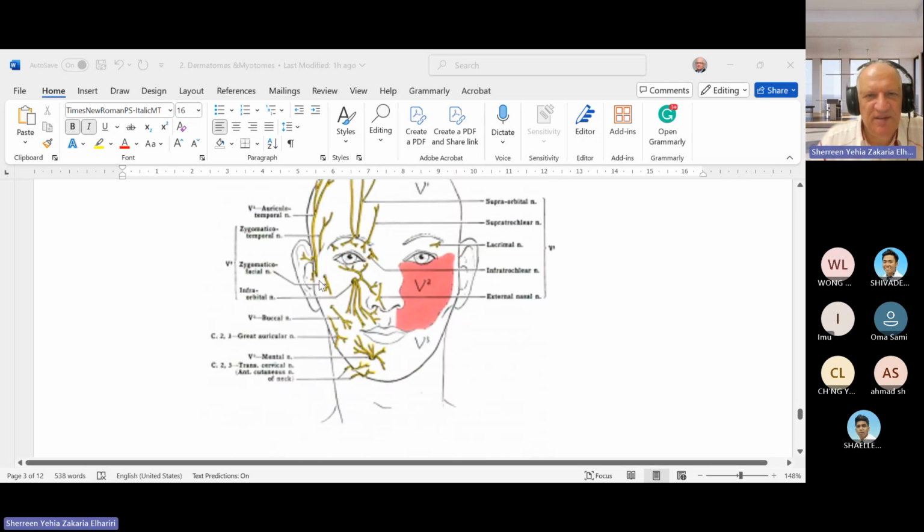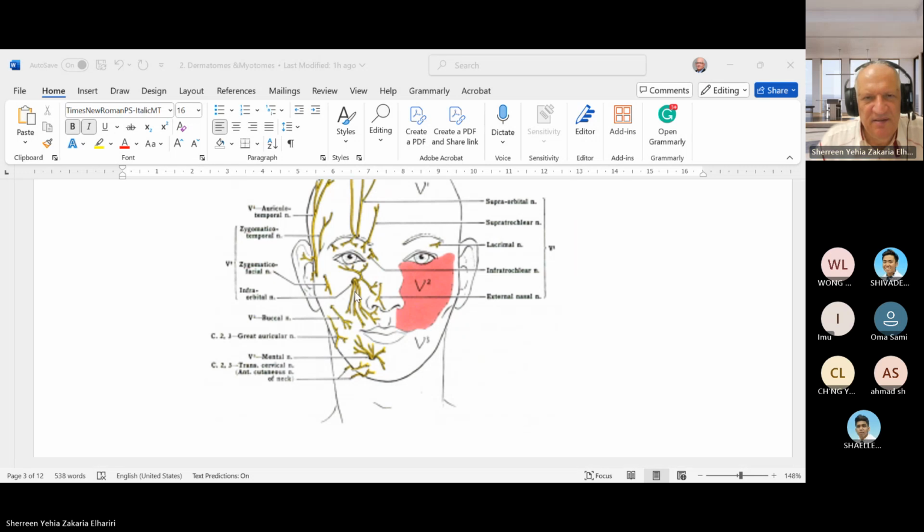You can find maybe here at the tip some branches of the infraorbital. This is the infraorbital, so they have a nasal branch. Okay.